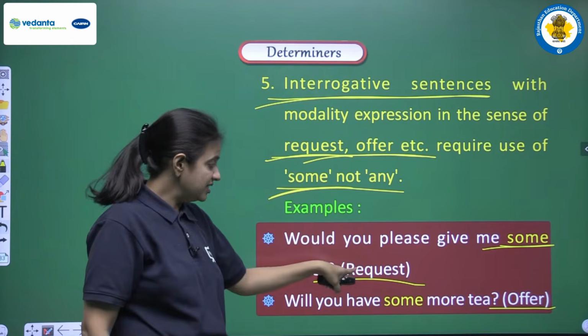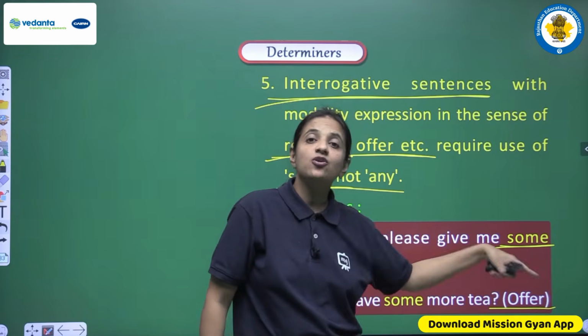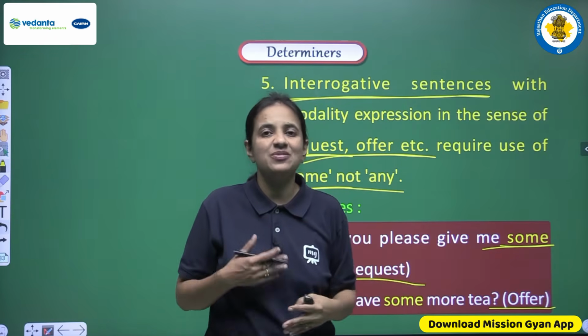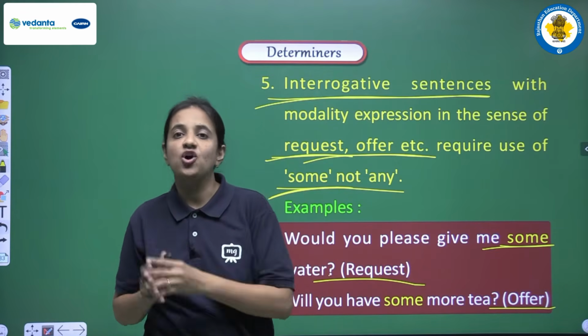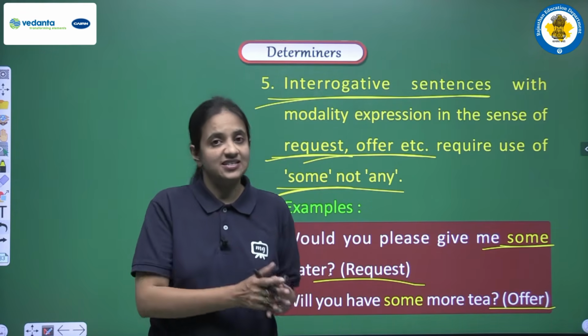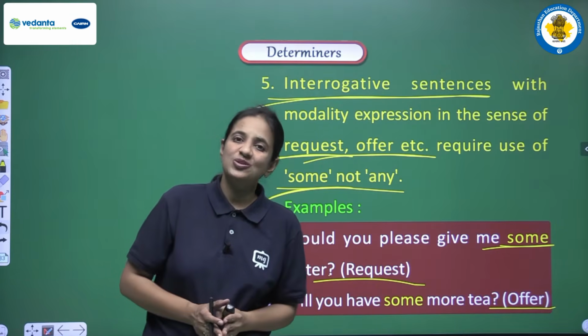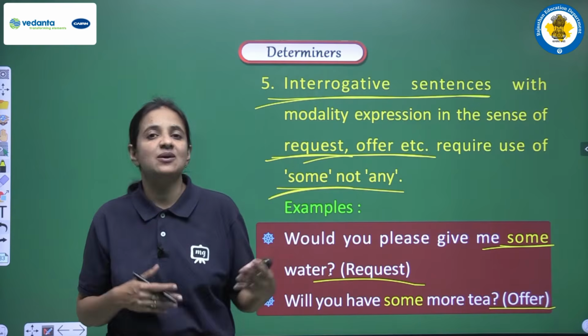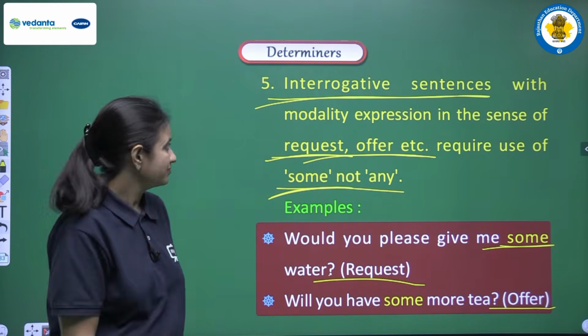Why? Because in this sentence we are having some request, and in this sentence we are offering something, we are giving some kind of offer, and this is the reason we have to use some in the place of any. So yes, this is the exception: if the sentence is interrogative, then also we have to use some if there is some kind of request or some kind of offer.